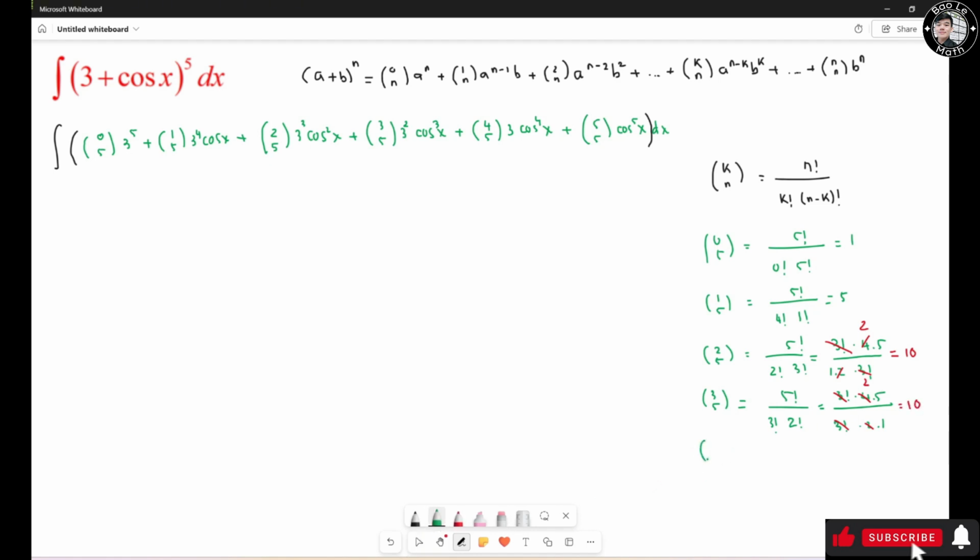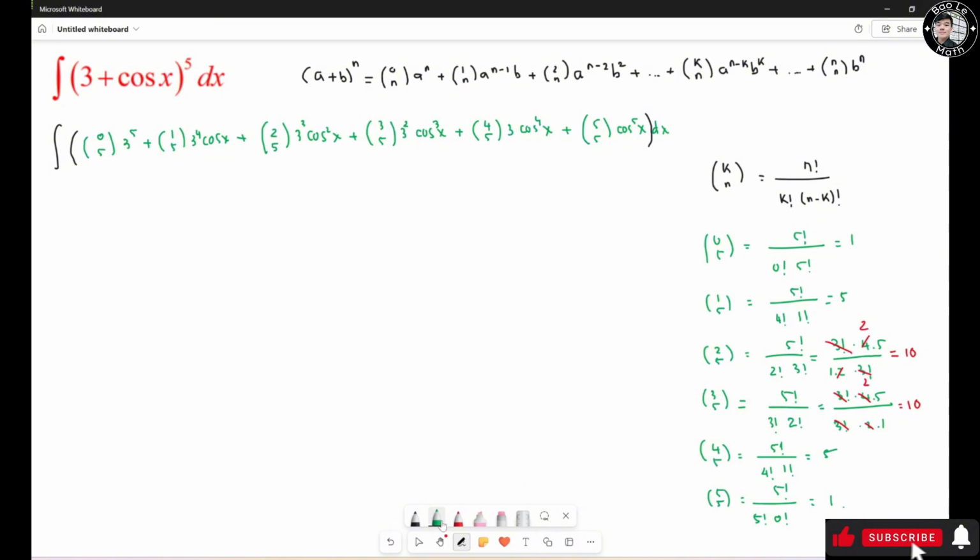Next one, combination of 4, 5. It's gonna be 5 factorial over 4 factorial, 1 factorial, right? So it's gonna be 5. And the last one, combination of 5, 5. It's gonna be 5 factorial over 5 factorial, 0 factorial. So it's gonna be equal to 1.